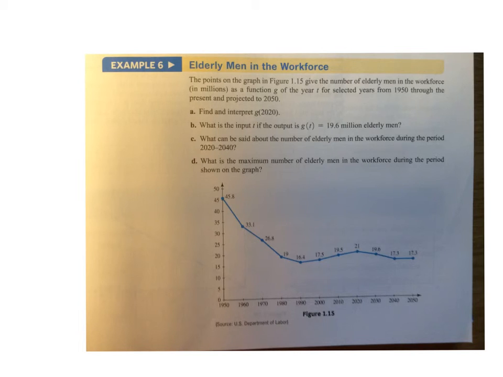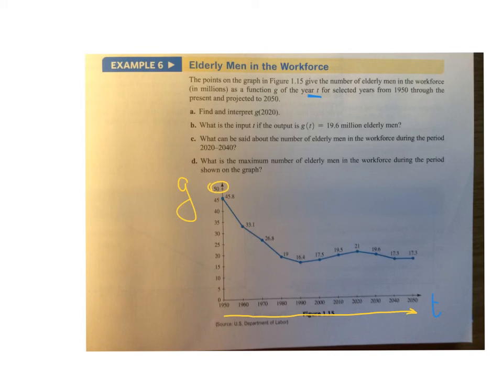Let's look at example 6 here on the bottom of page 17. So we've got along here our x values, our years, and then this number here are millions of elderly men in the workforce. So this is the year, and according to the problem they call that T, and they're calling this G for millions. So this is 50 million. And if we look here, each decade that goes by, we have fewer and fewer elderly men in the workforce, although it goes up a little bit.